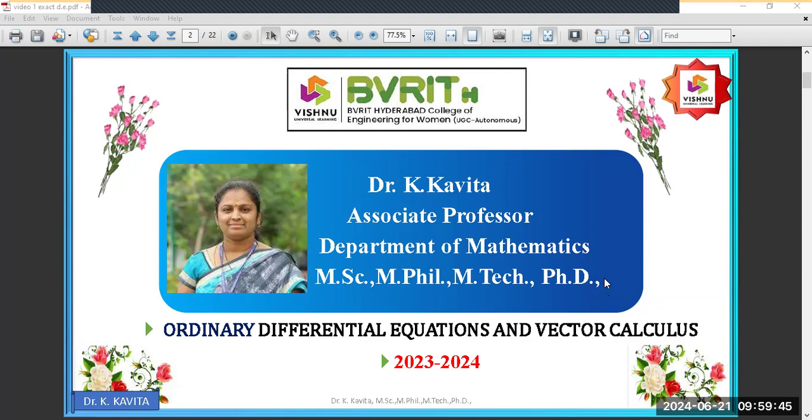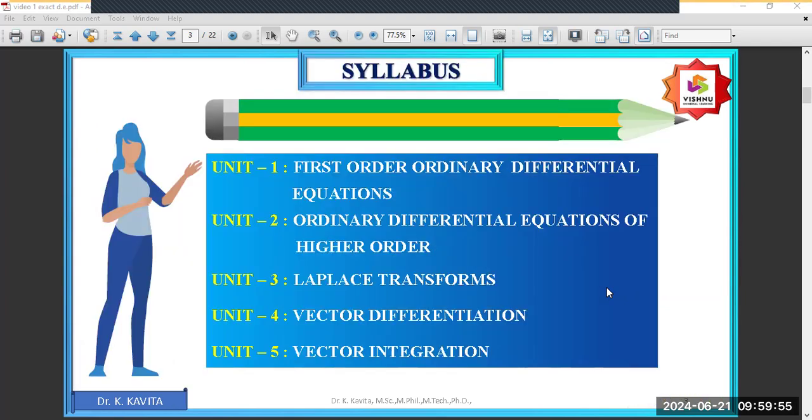Today I would like to tell about the Ordinary Differential Equations and Vector Calculus course, which is there in BTech first year, second semester. In this course, the syllabus is divided into 5 units. Unit 1, first order ordinary differential equations. Unit 2, ordinary differential equations of higher order. Third unit, Laplace transformations. Fourth unit, vector differentiation. Fifth unit, vector integration.